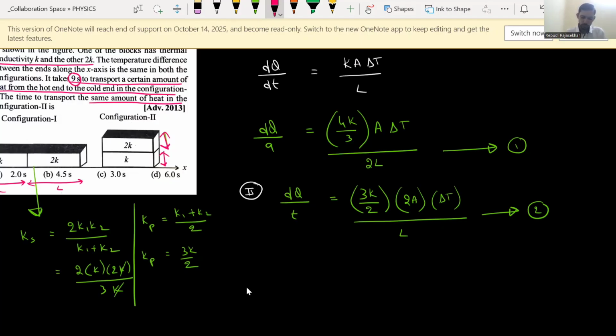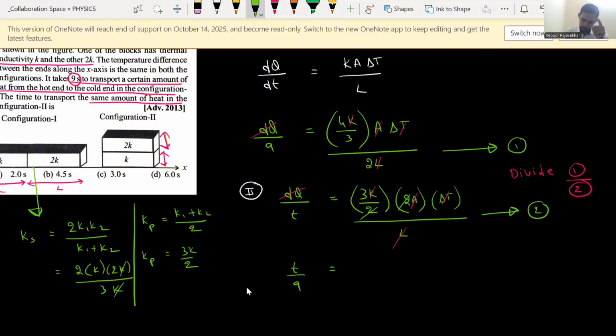Just simplify equations 1 and 2. So here dQ and dQ get cancelled. Here K, A, delta T, L. Here also K, A, delta T, L. Just divide equation 1 by 2, so that you will get the final answer. If you simplify, this t goes to the numerator, so this becomes t by 9. I use green only. So this is t by 9 equals to what is left here? So 2, and then this is 2 by 3, and here 2 gets cancelled, right? If you simplify, 2 gets cancelled here, so only 3 is left.